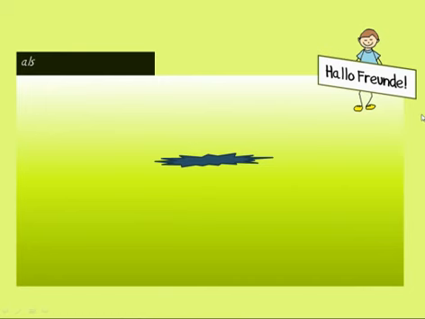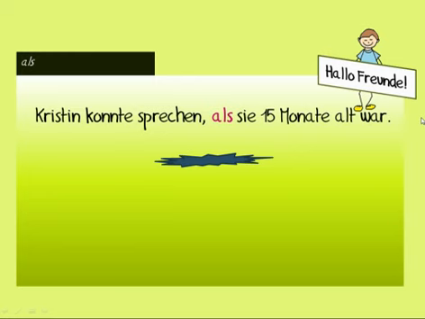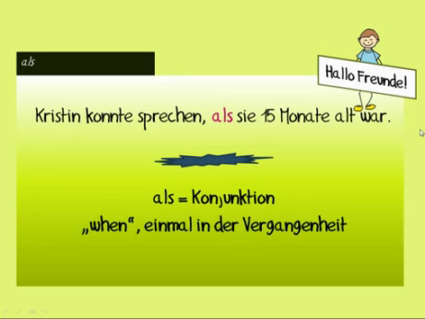Als. Christin konnte sprechen, als sie 15 Monate alt war. Kristen was able to speak when she was 15 months old. So this is telling us when something happened in the past at some certain point in time in the past. Als is not a question word, it is a conjunction, and it is used to express when you want to talk about something in the past that only happened once.